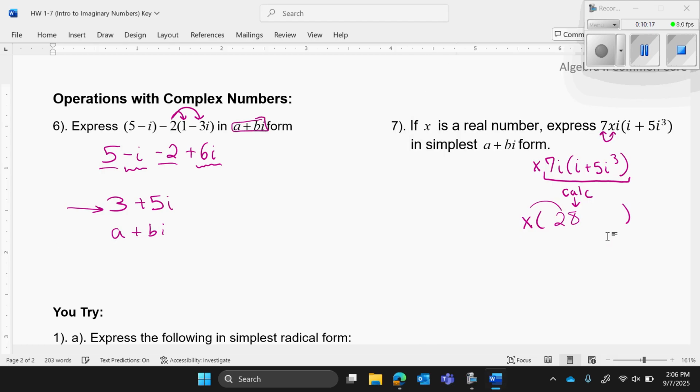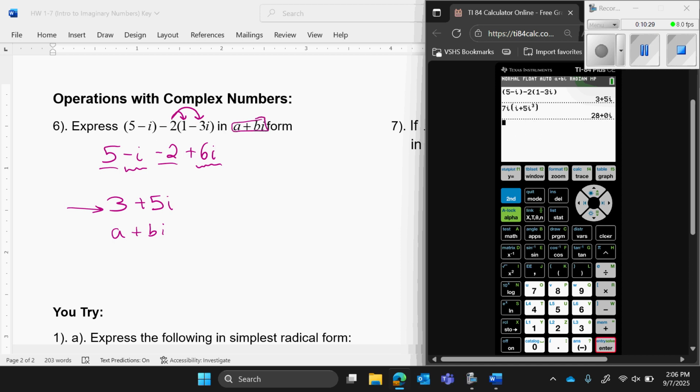And then, what's 28 times x? 28x. And you are done. Don't worry about how the i went away. We'll talk about that another time. But your calculator can do operations with i.